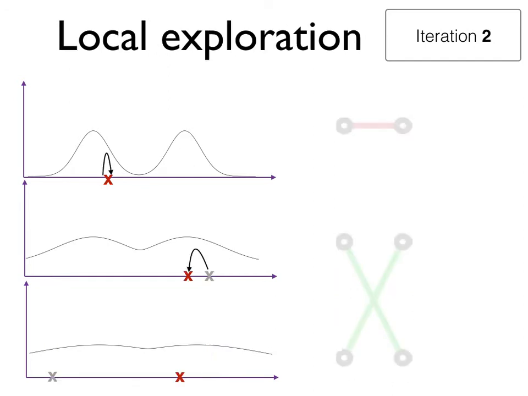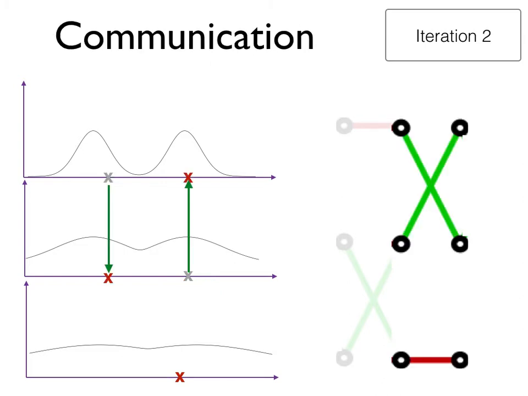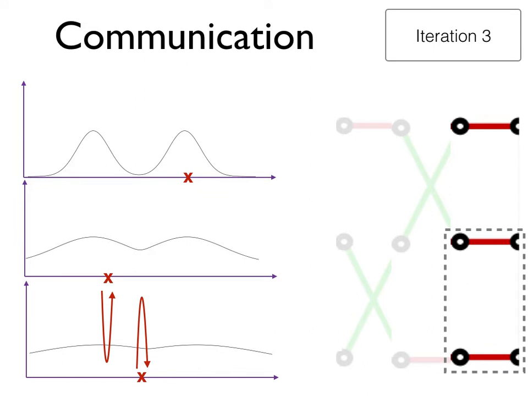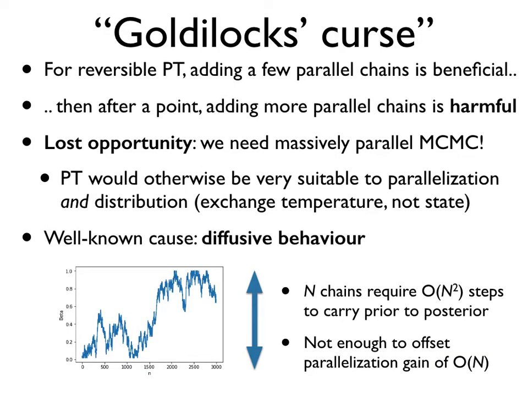Then we're going to do a second iteration of local exploration, where samples move a little bit more. And then a second communication is attempted, and again successful. And then finally, let's do one more iteration. Here we have an example where a communication step was rejected. The acceptance was less than 1, and the uniform was greater than that value. So we rejected that sample. So this summarizes parallel tempering.